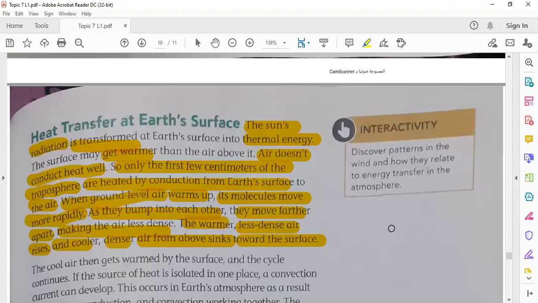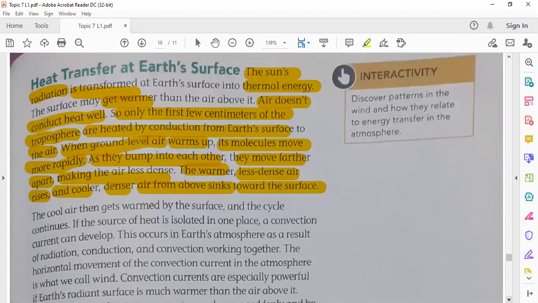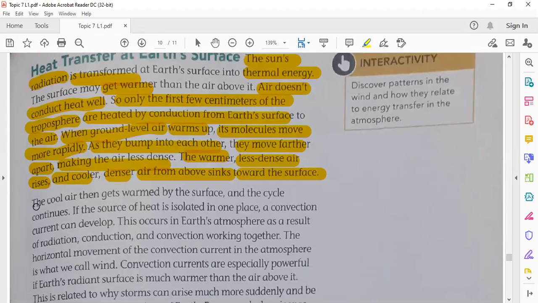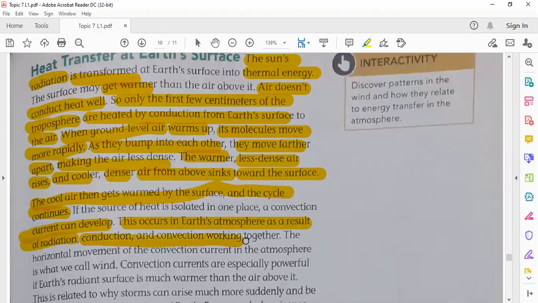The cooler air again gets warmed by the surface, and the cycle repeats or continues, like the water cycle. If the source of heat is isolated in one place, a convection current can develop. This is a very important point to know. This occurs in Earth's atmosphere as a result of radiation, conduction, and convection working together.